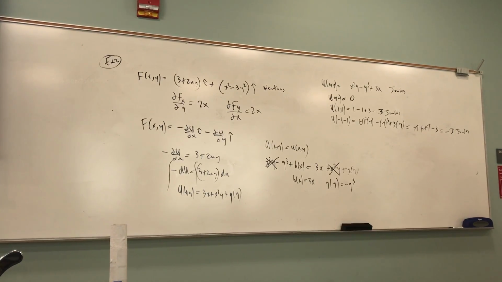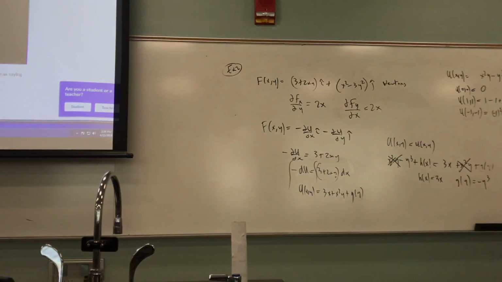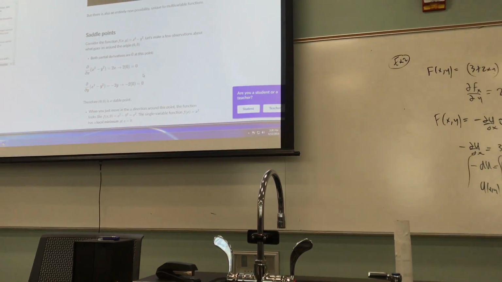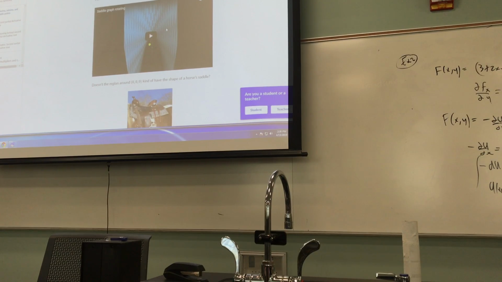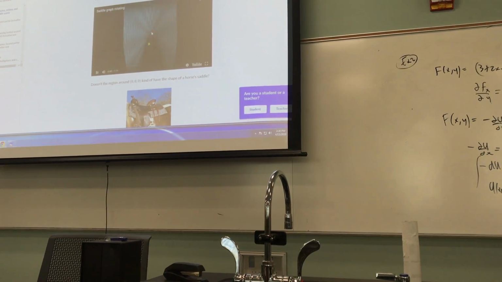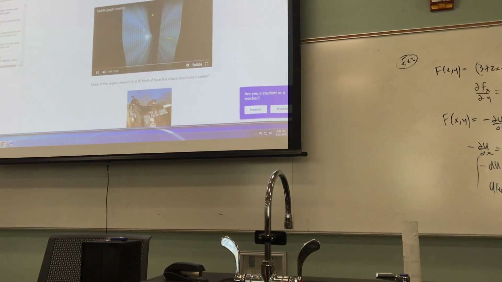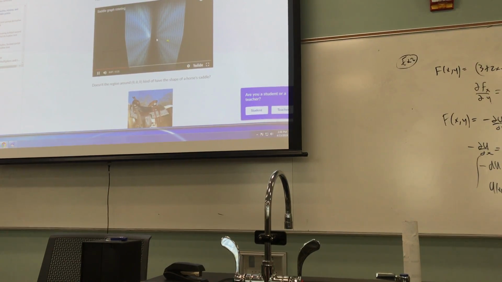Local maximum, local minima. What was a saddle point called? Was a saddle point neither a local minimum nor a maximum? Yeah, saddle point. So would that be stable or unstable? Saddle point.